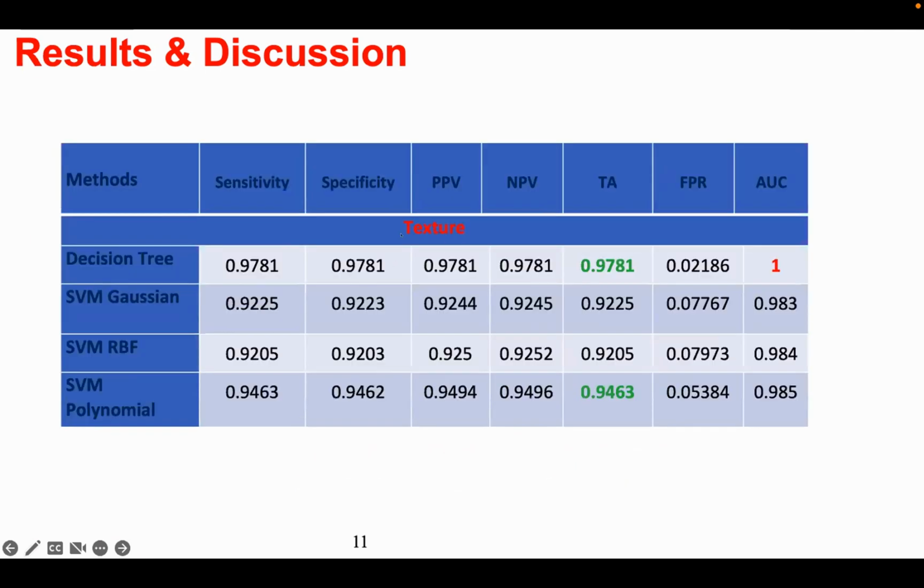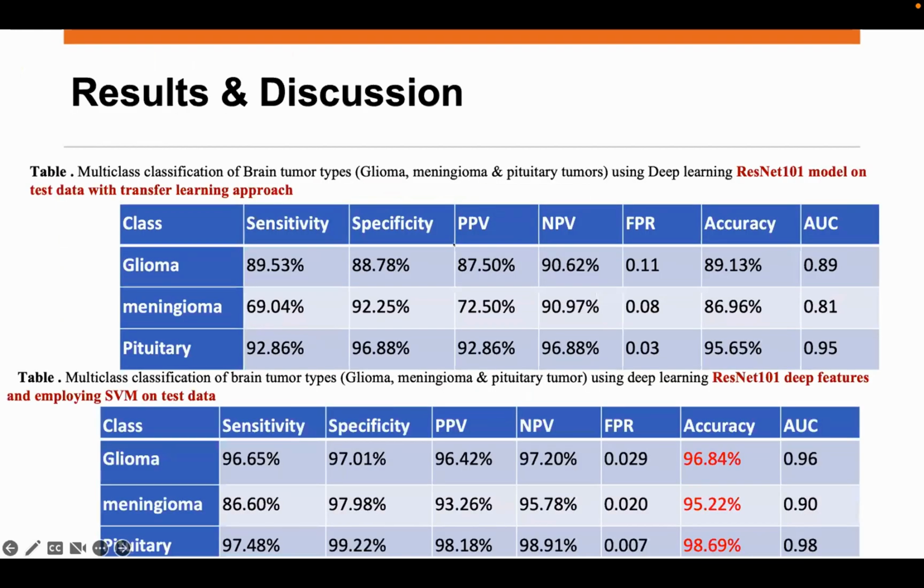Again, these are the texture features, and they were used just to classify the two types of brain tumors. Here the highest classification accuracy was yielded by the decision tree, which is 97.81%. And this is the raw curves. Again, here are the deep learning models which were utilized, like ResNet-101, to distinguish the three types of brain tumors. The highest accuracy in this case was 90.69%.